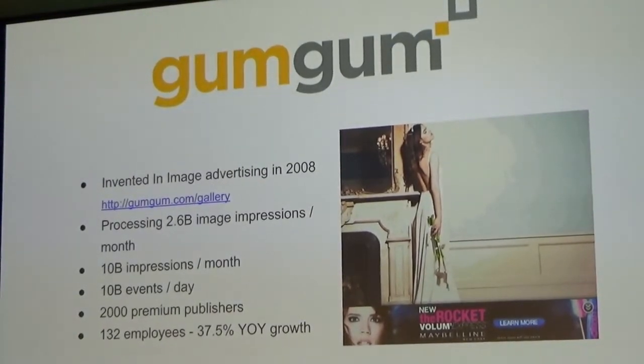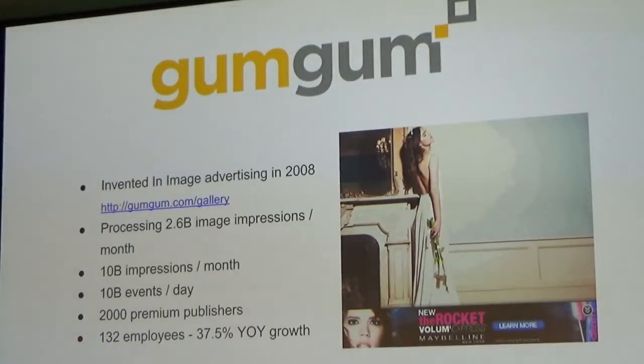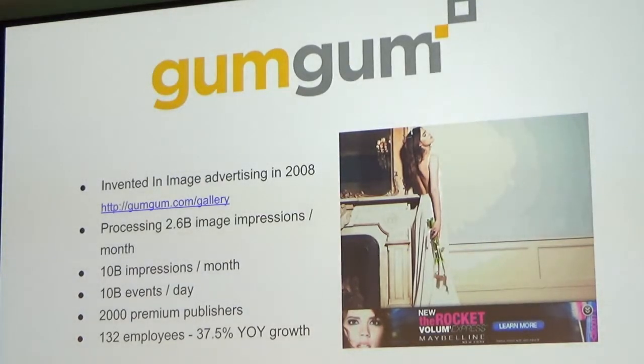In terms of numbers, we are processing 2.6 billion images a month. We're doing 10 million impressions a month, but we're actually producing 10 million events a day. We are working with 2,000 premier publishers and top advertisers like Coca-Cola, Cadillac, Disney. We are 132 people right now. We are growing a lot. It's like a 40% year-over-year growth.